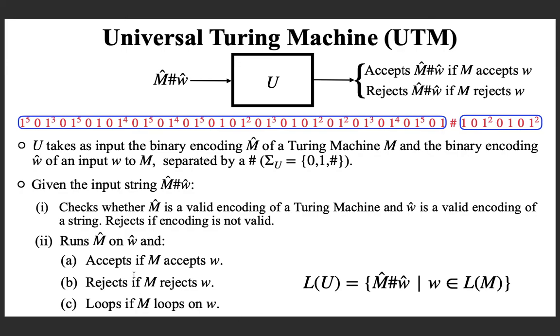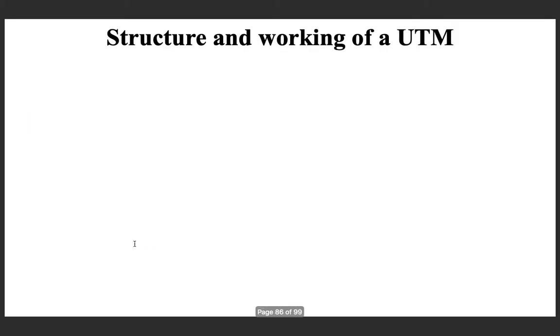And not that the input is encoding of M followed by a hash followed by encoding of W. And on this slide we need two changes. This should be M and this should be W. And sorry for this hash symbol, I will change it. And that's it.